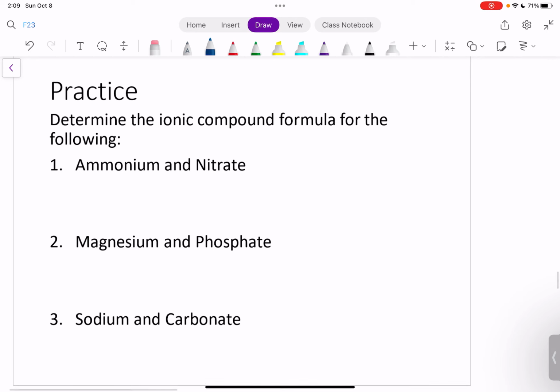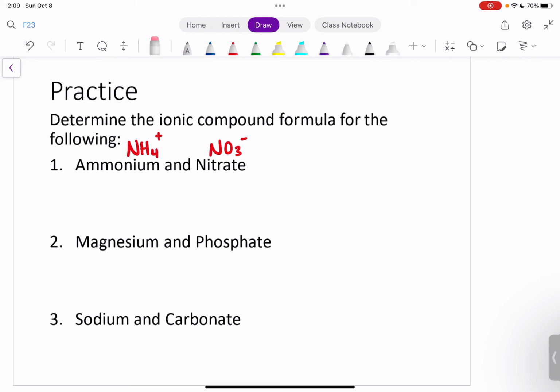All right, so let's practice this. So now we have ammonium and nitrate. So first off, what's ammonium? Yeah, that's NH4 with a positive charge, right? And nitrate we just looked at was NO3 minus, right? Remember, both of these are things you're going to memorize with your flashcards. Okay, so ammonium and nitrate.